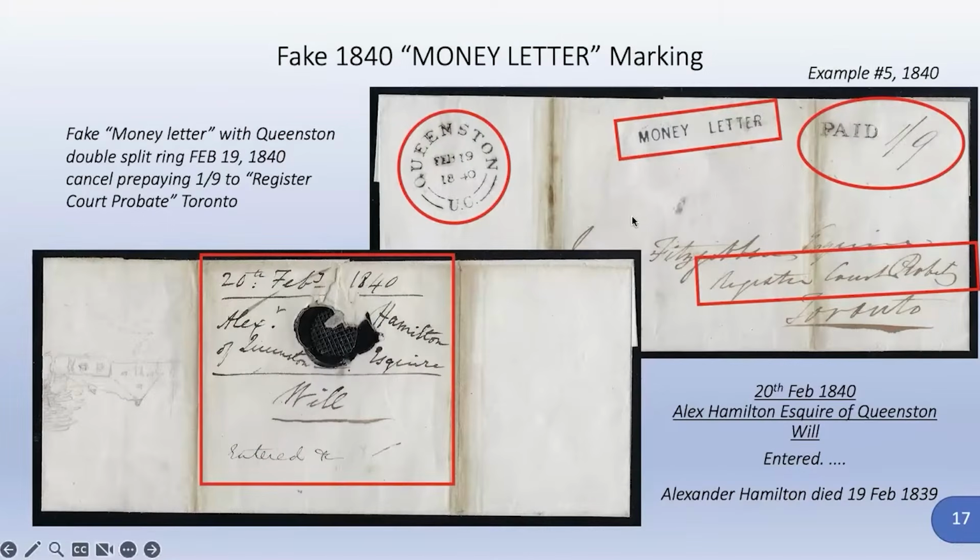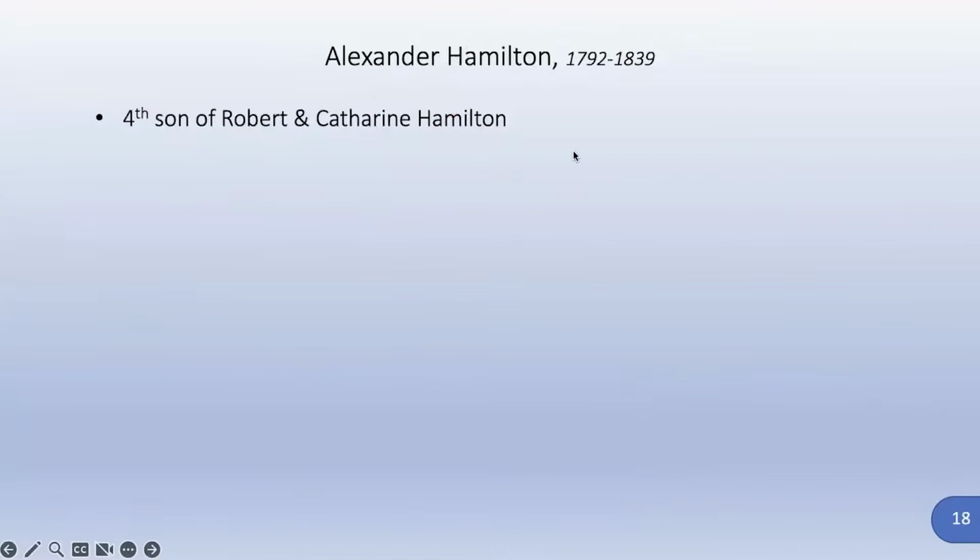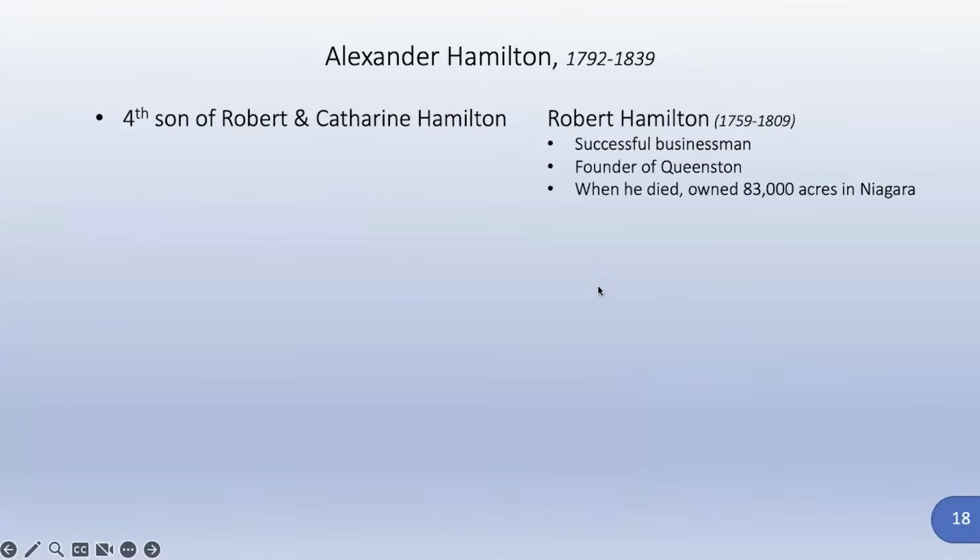So, whoever the trustee was, he sent it exactly a year after Alexander Hamilton died. Who was Alexander Hamilton? Fourth son of Robert and Catherine Hamilton. Robert was a very successful businessman. He made money by transporting things around Niagara Falls. The village of Queenston is right at the foot of Niagara Falls, and so he made his money carrying stuff from Lake Erie down to Lake Ontario.